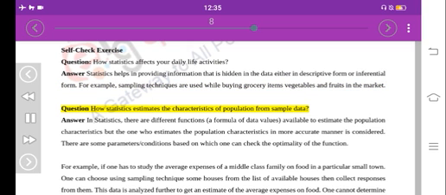Question: How does statistics estimate the characteristics of a population from sample data? Answer: In statistics, there are different functions, formulas of data values, available to estimate the population characteristics, but the one that estimates the population characteristics in a more accurate manner is considered. There are some parameters and conditions based on which one can check the optimality of the function.